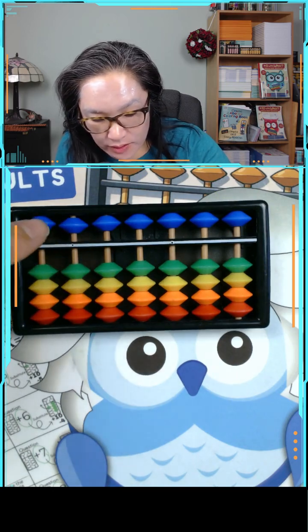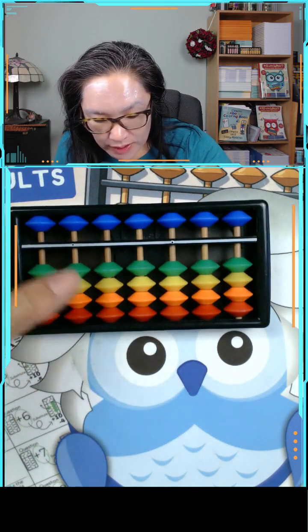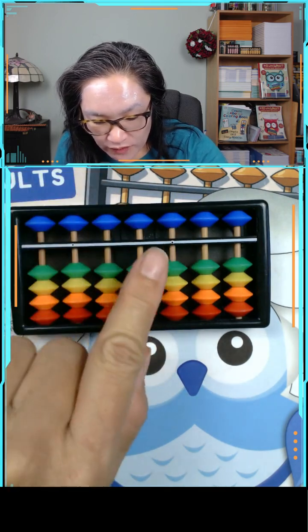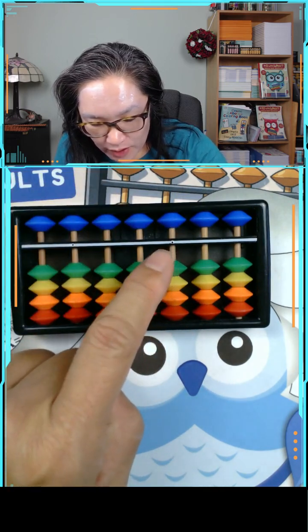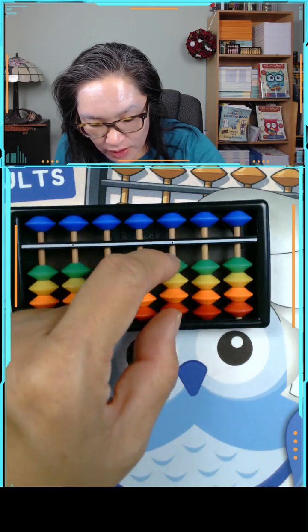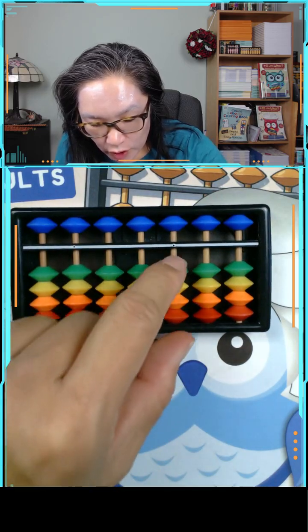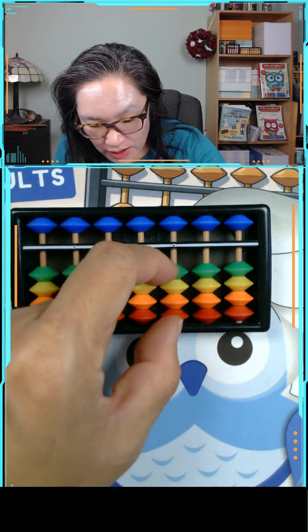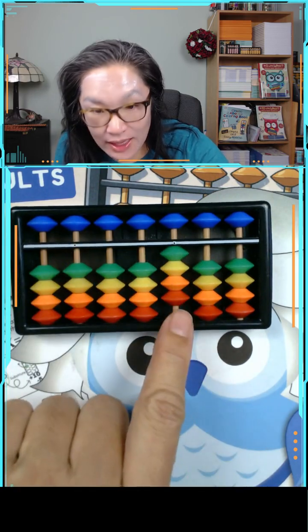Here are the beads. There's the top beads, and then there's the lower beads. Notice the lower beads, there's 4 of them. This is a value of 1. 1, 1, 1, 1. So together, it makes 4. When we're looking, as it touches the horizontal bar like that, that is what 4 is.